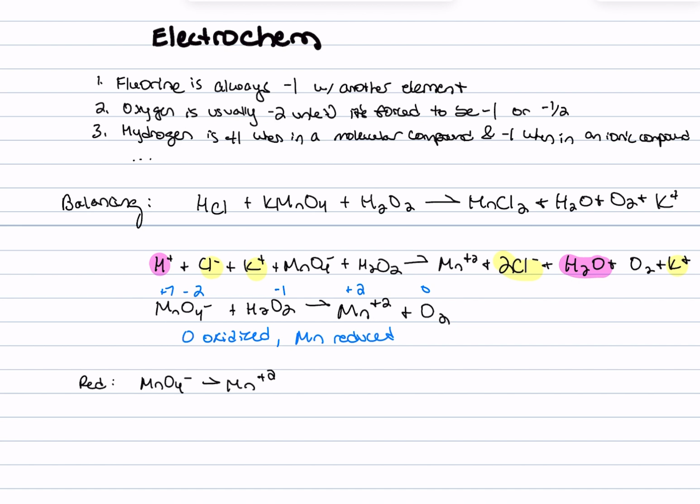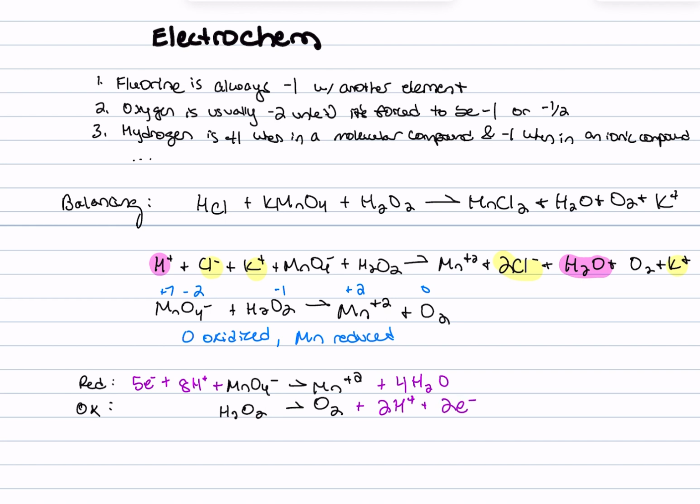We can first work on the reduction reaction, so MnO4- goes to Mn2+, and we can go ahead and add in H2O to balance O, H+ to balance H, and electrons to balance charge. And so if we do that, we are left with 5 electrons plus 8 H+ plus MnO4- goes to Mn2+ plus 4 H2O. And we can do the same thing for the oxidation reaction. And so that leaves us with H2O2 goes to O2 plus 2H+ plus 2 electrons.